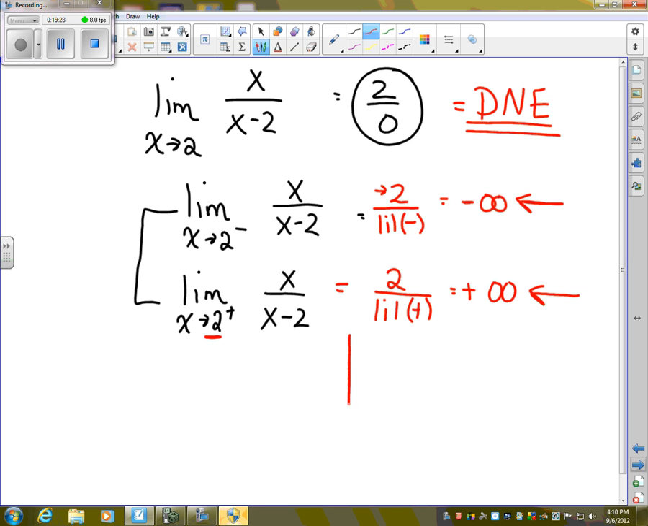Graphically, here's what's happening. Okay, we've got an asymptote over here at 2. And as we approach 2 from the left, the graph is going down. So wherever this is at, it's going down like this. As we approach 2 from the right, so we're coming this way, it's going up. So what happens is at the asymptote, you're headed 2 different directions. So then the limit would not exist.